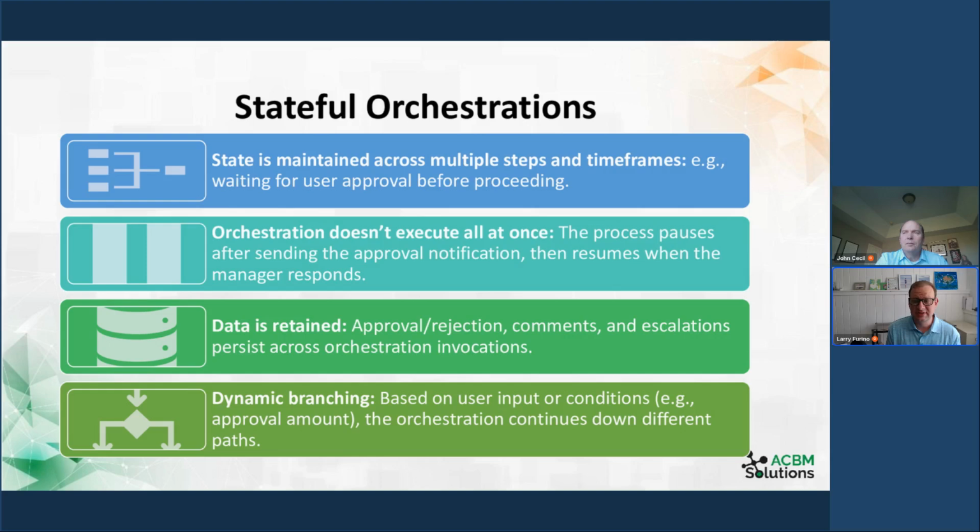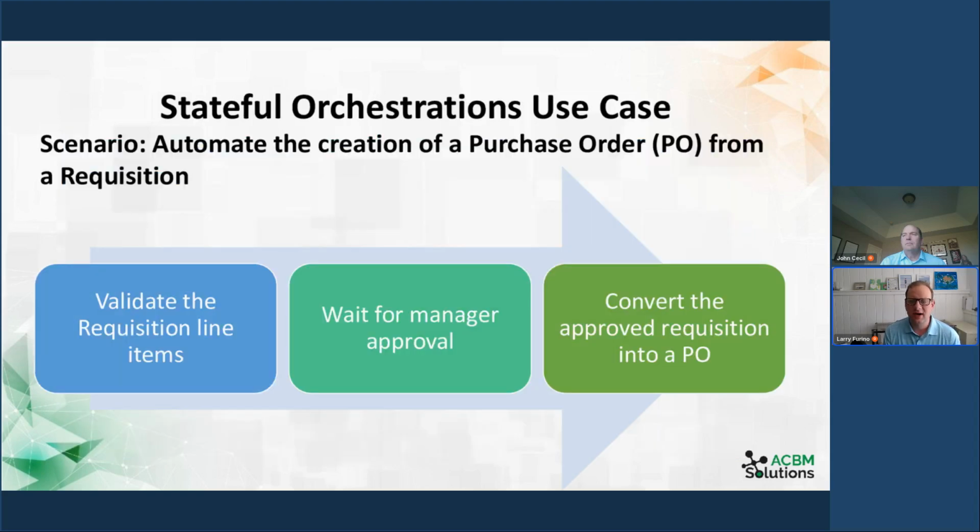So the data is retained throughout your different calls. We know exactly whatever executed in the past is still there. And then when you call it, whether it's a minute later, an hour later, a day later, a week later, all of whatever was processed is already still there. And of course, you can have dynamic branching based on the inputs and do different things based on conditions that occur outside of your orchestration. So what we're going to do is show an example of creating a requisition and then getting approval to turn that requisition into a PO.